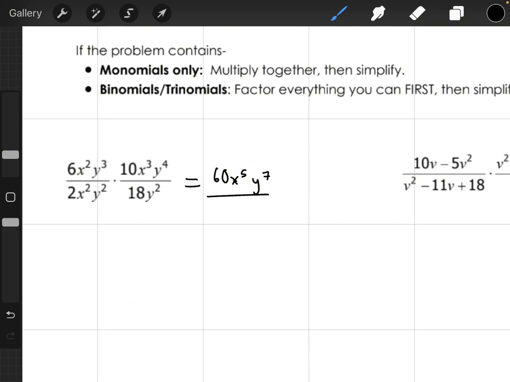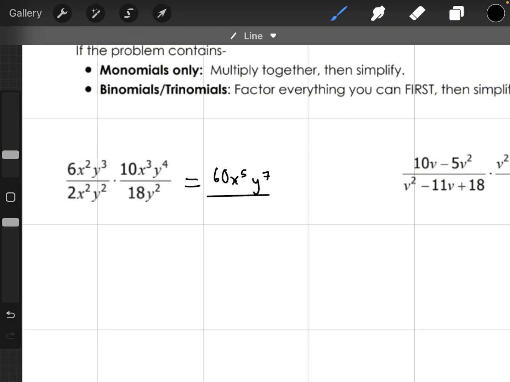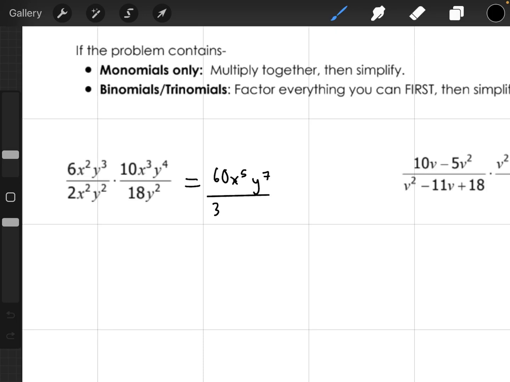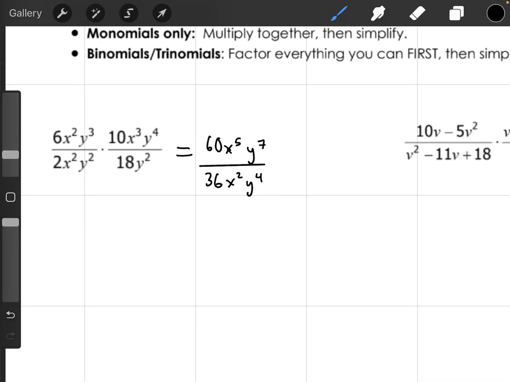Y cubed times y to the power of 4 is y to the power of 7. Then on the denominator, 2 times 18 is 36. X squared is just x squared since we're not multiplying it by anything common. Y squared times y squared is y to the power of 4. Now we can simplify.